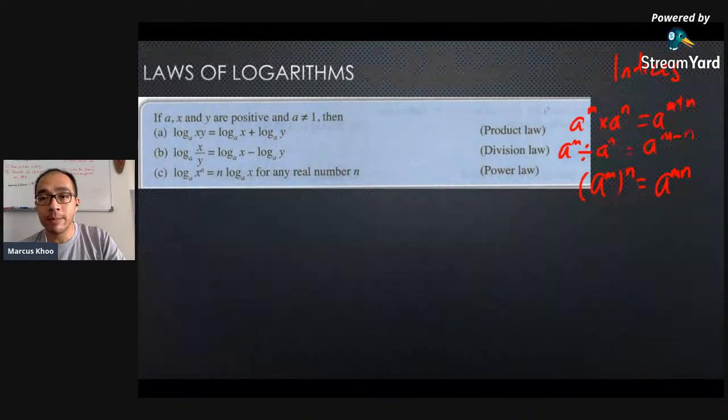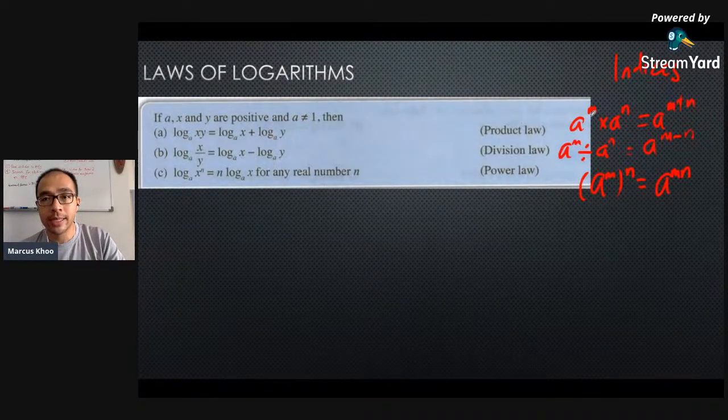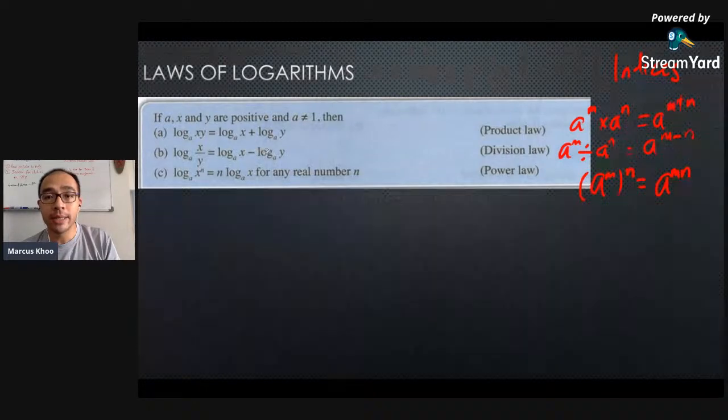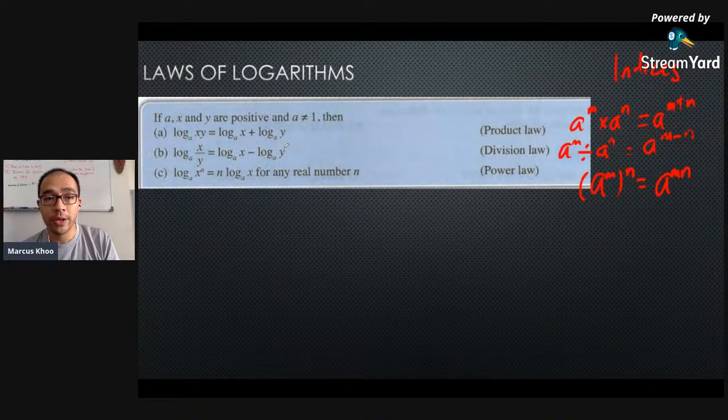Okay, this is almost the same as the laws of indices. The multiply, the product, times will become plus. The second law is if it is divided, log A X over Y, then this will become log AX minus log AY. You split this divide up into minus, and make sure that the base log is the same.